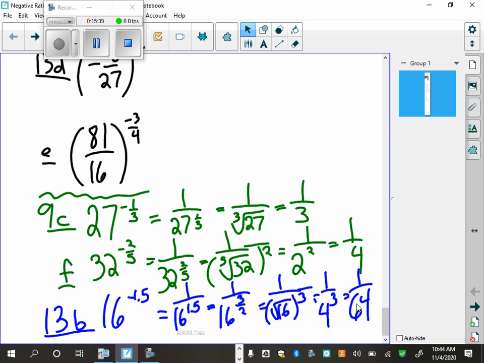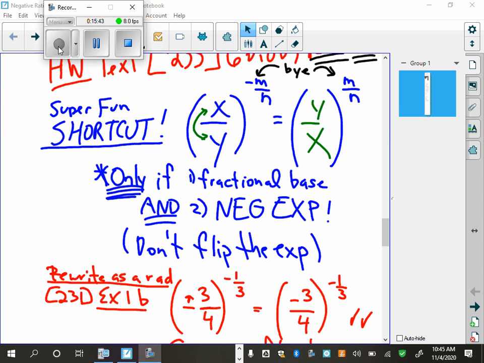Okay. Any questions? Okay, next and final thing we're learning before the test is the super fun shortcut. Remember what I said about this in university? When you see M's and N's, just put numbers there and you'll understand it better.